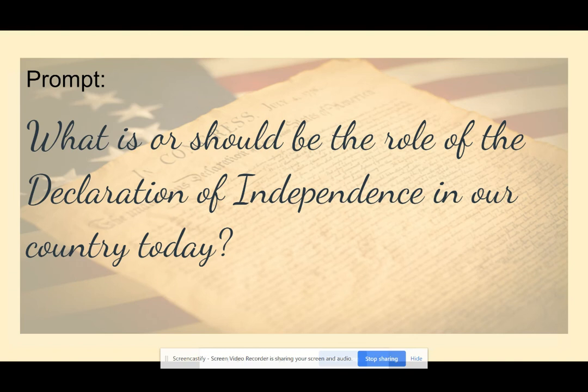And paragraph 25. He has abdicated government here. Abdicated means given up or walked away from. By declaring us out of his protection and waging war against us. Against his own people? Right. That's exactly it. He viewed everybody who was over on this continent as being inferior. So why did he want to be king from the beginning?